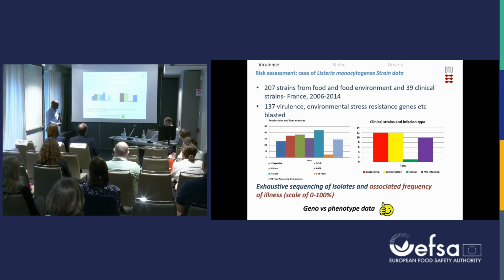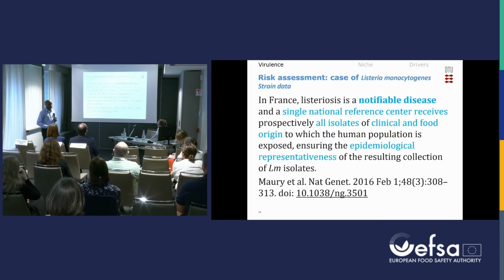And also food data that we can explore with the models trained on clinical isolates later. But you can ask why these 207? It is because of the representativeness of the sampling, because in France, Listeria is notifiable, so a national reference point very uniformly collects all isolates both in food and clinic.